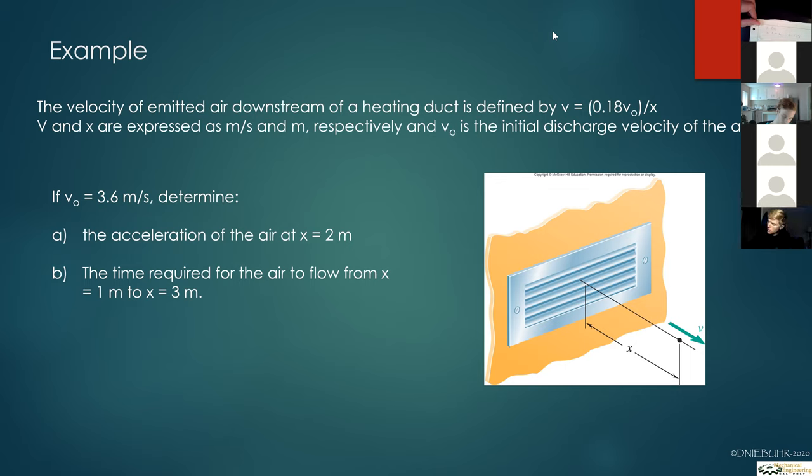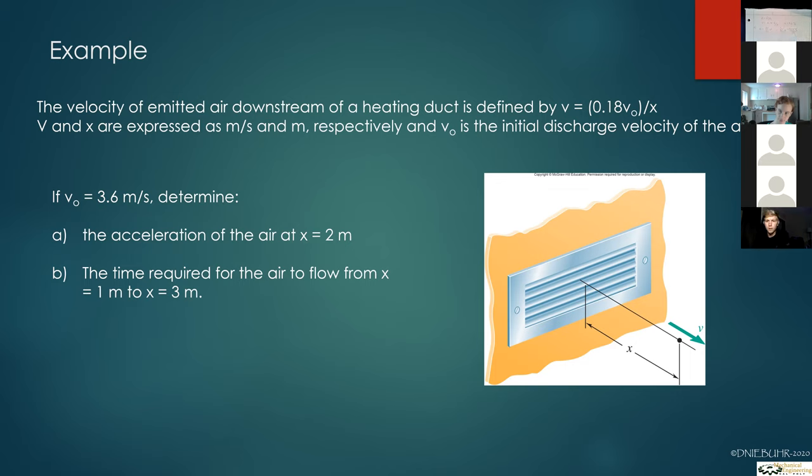All right. So acceleration, we know a equals dv/dx times v. And remember, that was an equation that we derived a few minutes ago. So therefore, dv/dx equals negative 0.18 v naught over x squared. And how did I get that? I took dv/dx of this, and then I plugged that in here, and dv/dx times v gives me a negative 0.18 v naught over x squared. Okay.